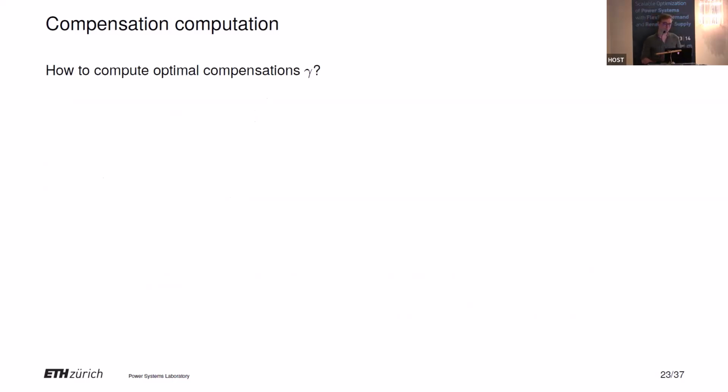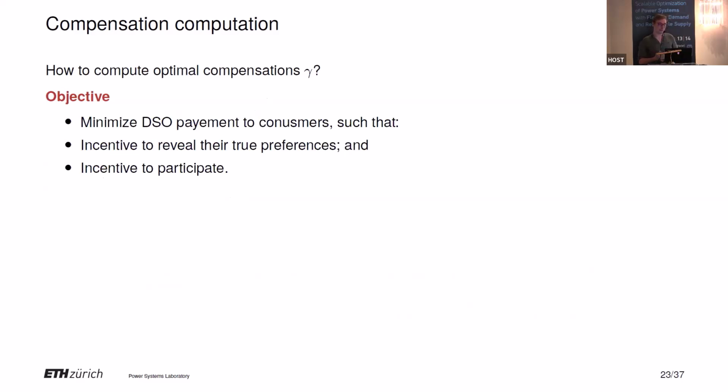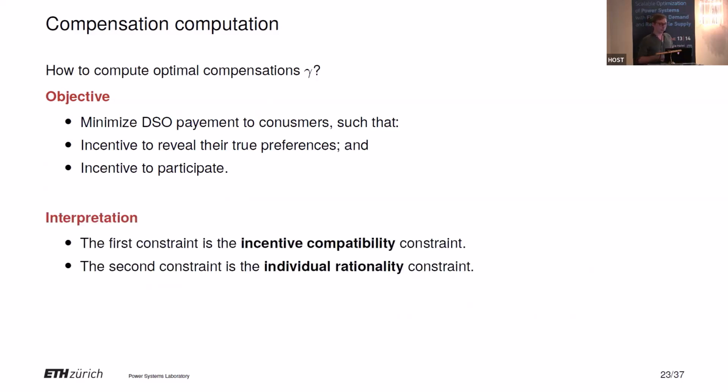And here what you want to do really, as I was saying, is to incentivize the users to reveal their true preferences and to incentivize them to participate in the menu in the first place. And that's how you want to compute this compensation. I'm calling them gamma here. So the DSO is simply going to minimize the payment that they give to the users such that they are incentivized to participate and reveal their true preferences. The interpretation of this, in mechanism design terminology, is incentive compatibility and individual rationality constraints.